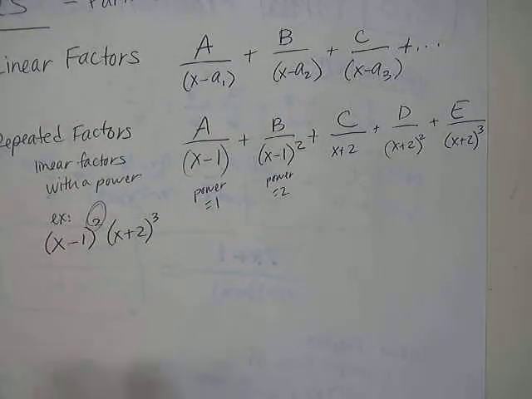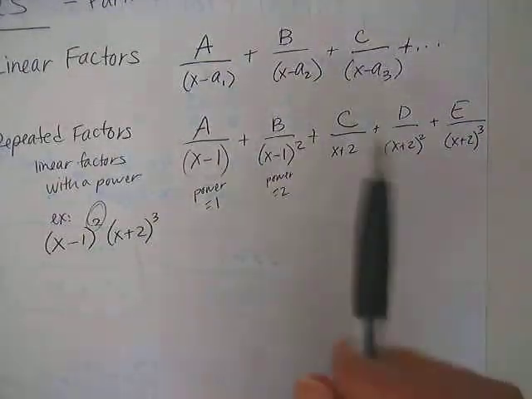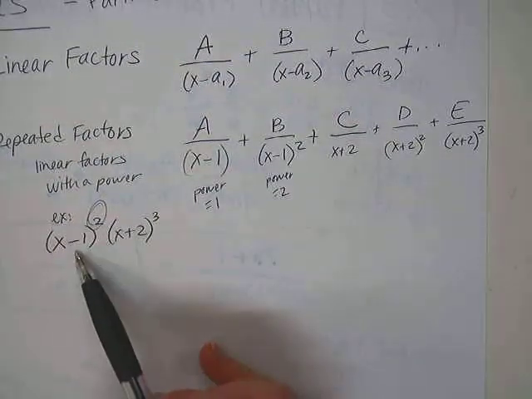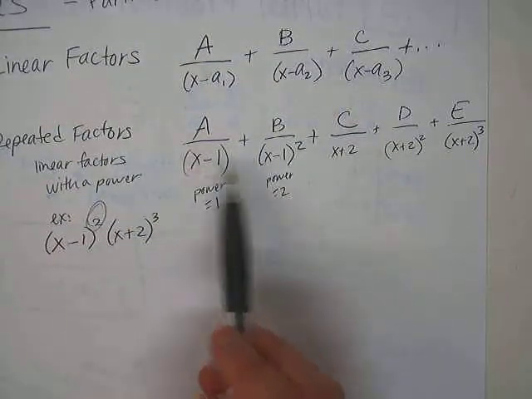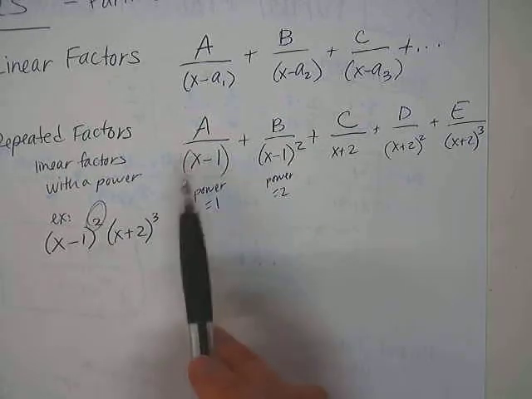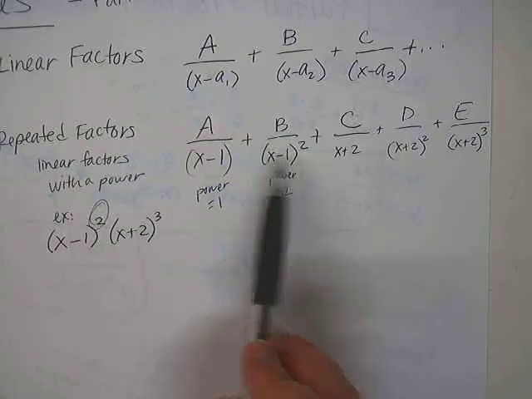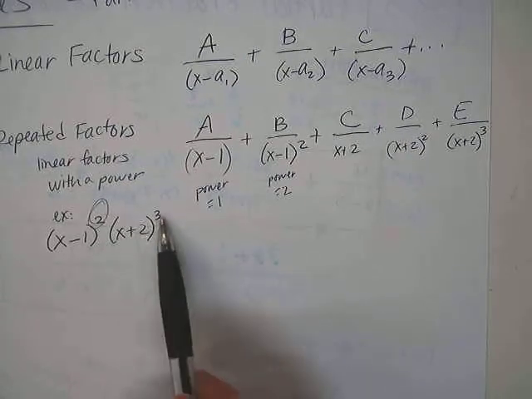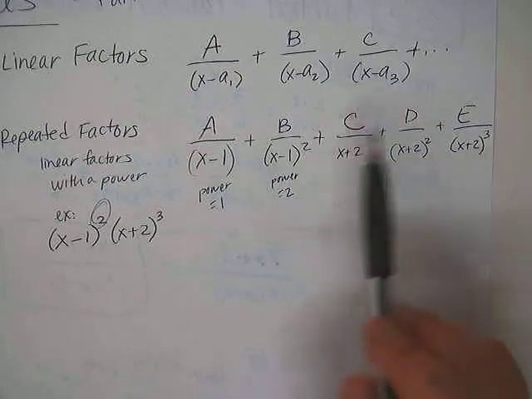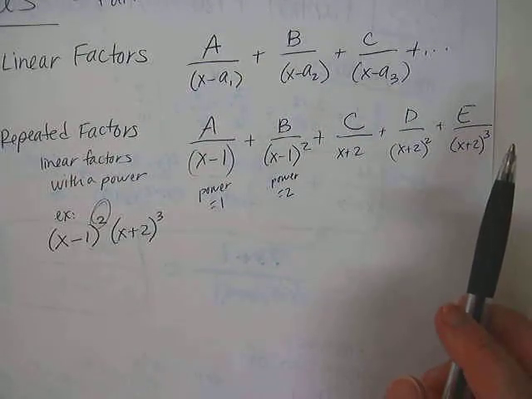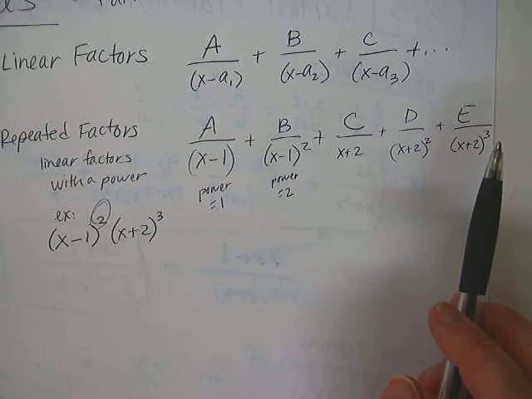Do you get the idea of how to handle repeated factors? They're kind of a pain. So this was more of an example than a rule because writing out the rule gets confusing. Basically, if you have repeated factors like this, you have to repeat them as many times as the power is. So since this has a power of 2, you're going to do it twice with that. Once with a power of 1, once with a power of 2. And then since this factor has a power of 3, we have to use it 3 times. First power, second power, third power.